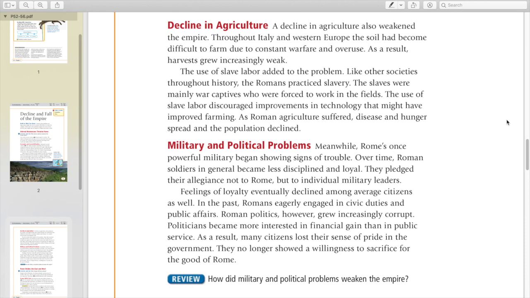Roman politics, however, grew increasingly corrupt. Politicians became more interested in financial gain than in public service. As a result, many citizens lost their sense of pride in the government. They no longer showed a willingness to sacrifice for the good of Rome.